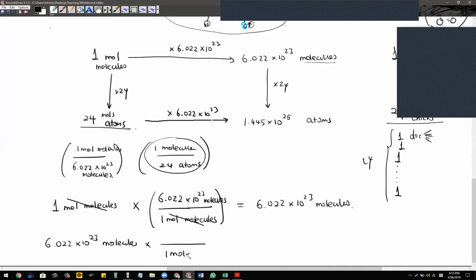So one molecule should go down here. One molecule gives you 24 atoms, right? 24 atoms. Then molecule, molecule cancel out. And you get this 1.445 times 10 to the power 25. You can see all that remains is atoms.